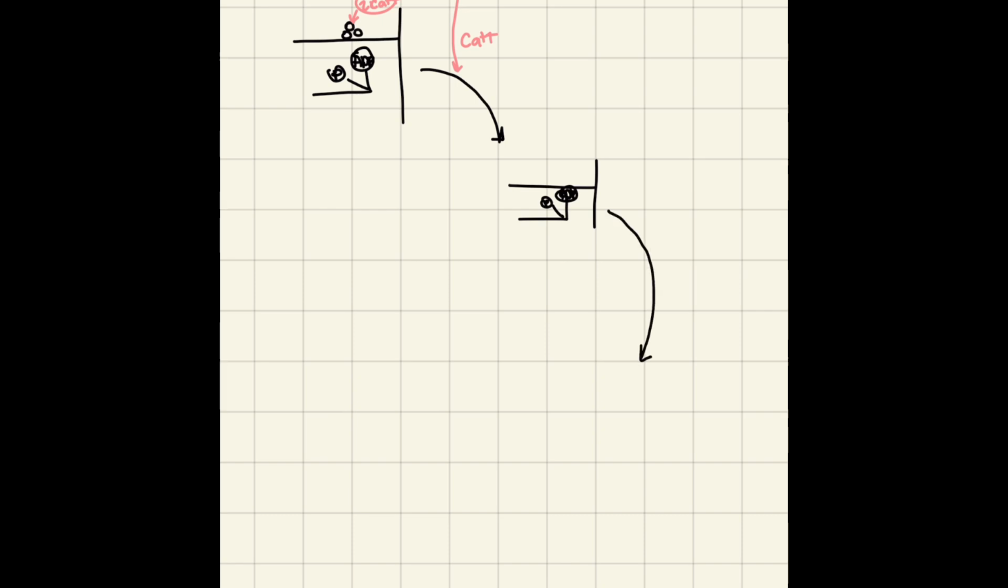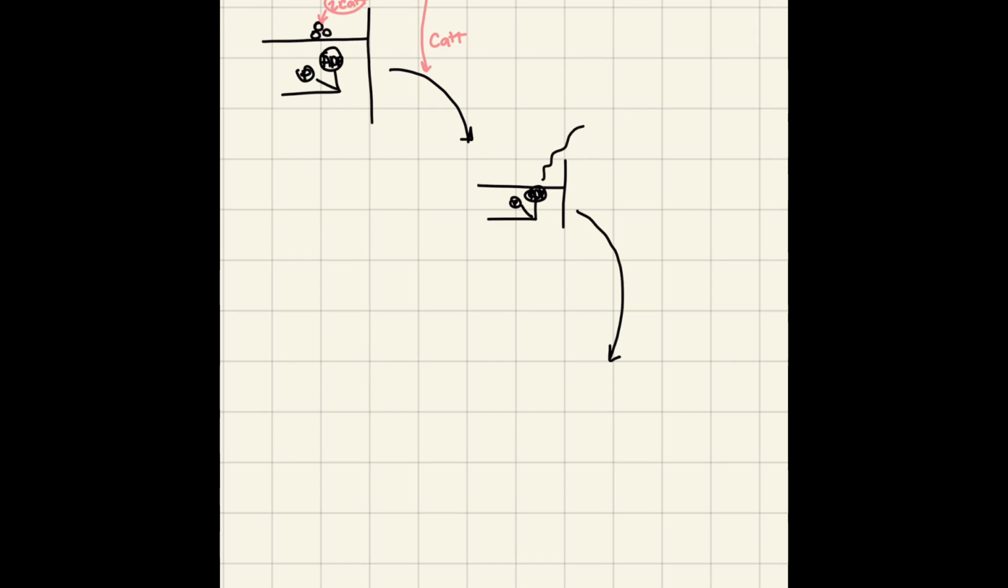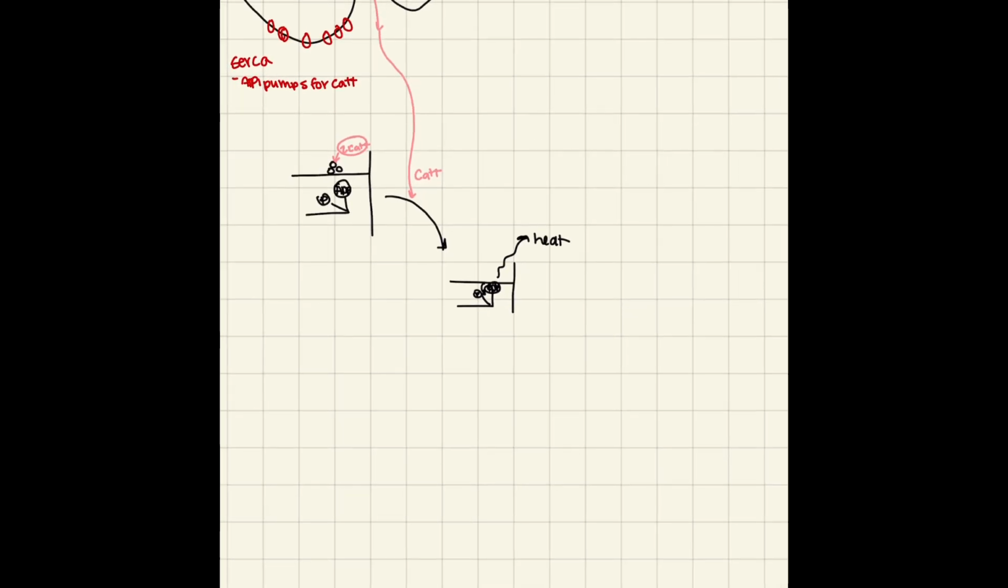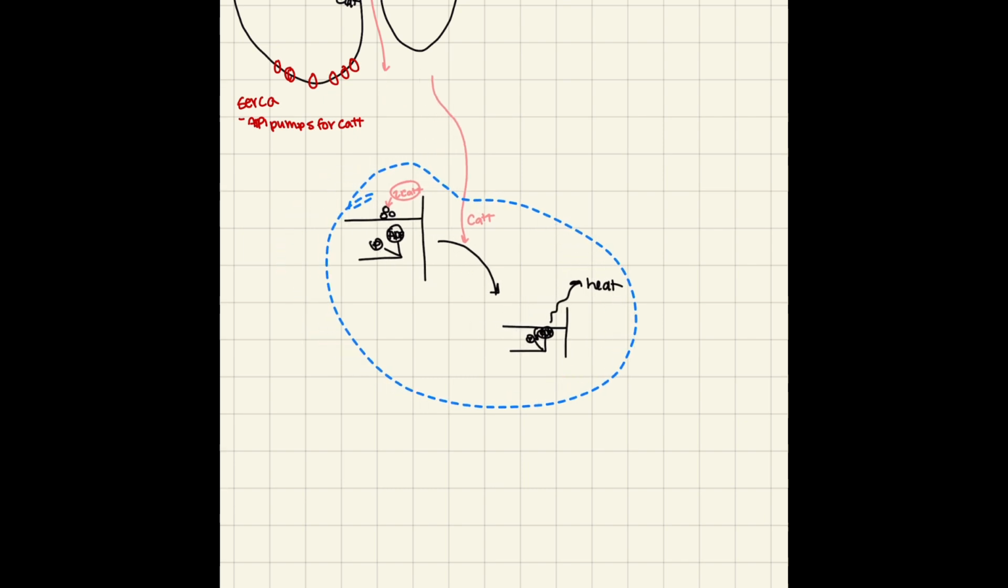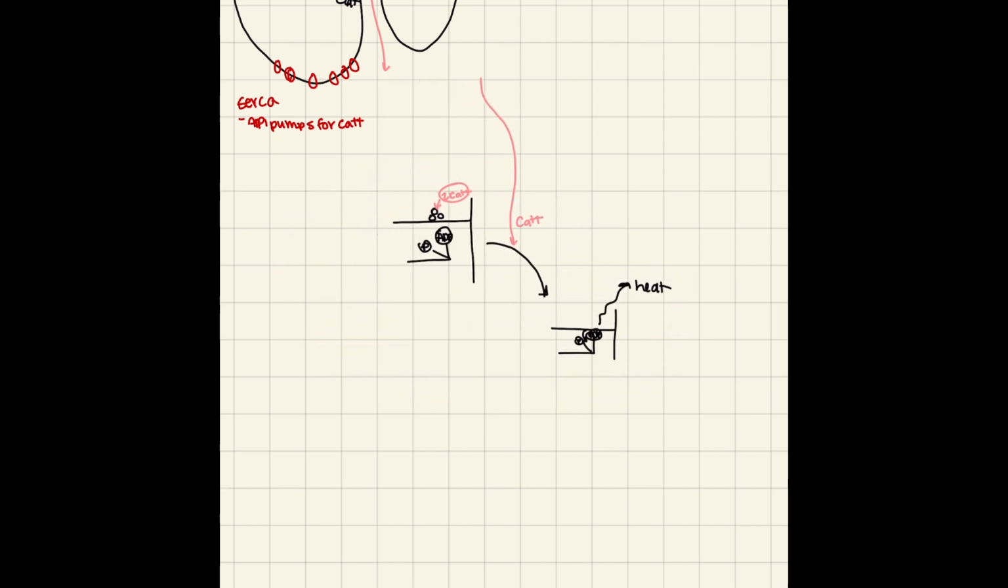Then energy is released as heat, because when we make a bond, we release energy. And then we are also going to break this bond with phosphate as we do that, because there's just a little bit of extra energy. I'm also going to move all of these over really fast, just so that I have some more space.